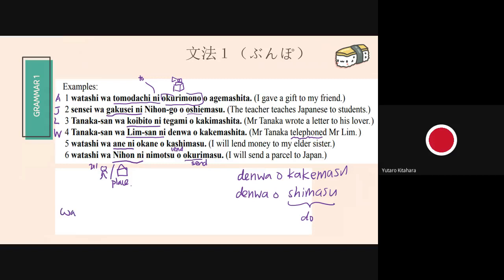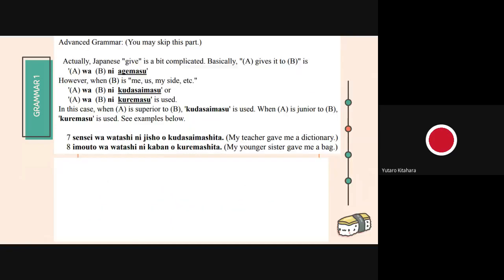Let me give you an example. Watashi wa haha ni okane wo agemasu. Let's say mama. I give money to my mom. I can give money to the school also, for example, donation. So it can be a second person, or a place. Hope it's okay. So it's other people or person. Animal also can, right? You can give fish to a cat or something like that. It works also.